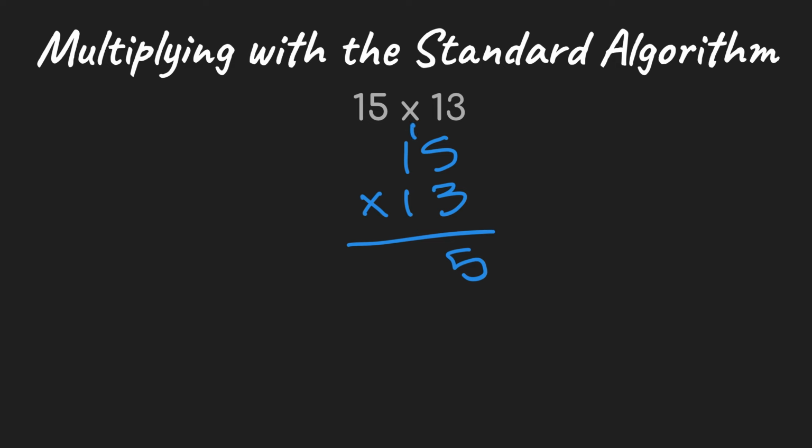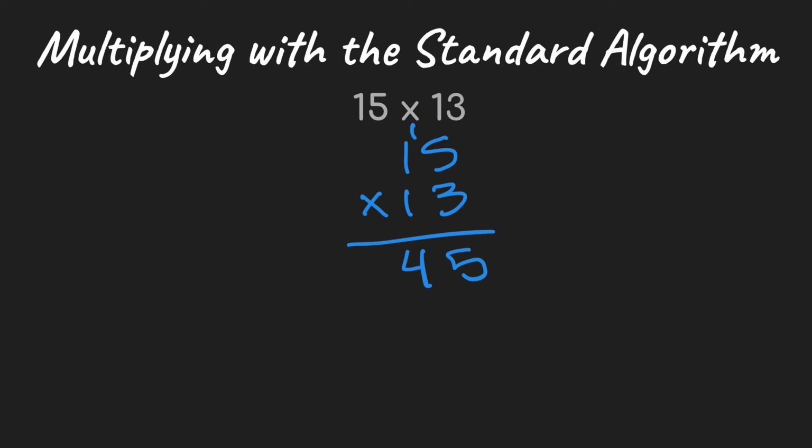I'm going to regroup the 1. 3 times 1 is 3, plus 1 more is 4. Here is where it gets super crazy, and this is where so many people mess up, which is why I do not like this method. I love the box method. I love so many other methods, but we're teaching this one.